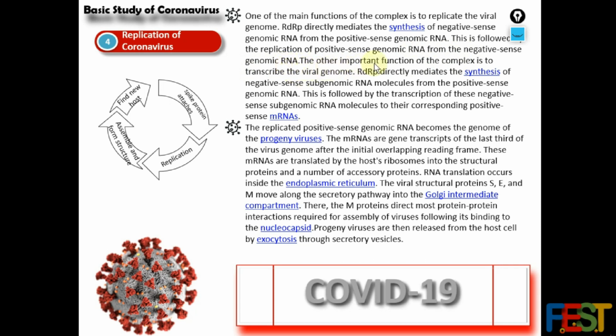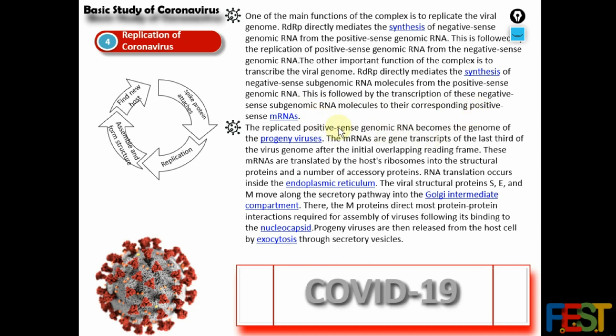Another important function of the complex is to transcribe the viral genome. RdRp directly mediates the synthesis of negative sense subgenomic RNA molecules from positive sense genomic RNA. This is followed by transcription of the negative sense subgenomic RNA molecules to their corresponding positive sense mRNA.